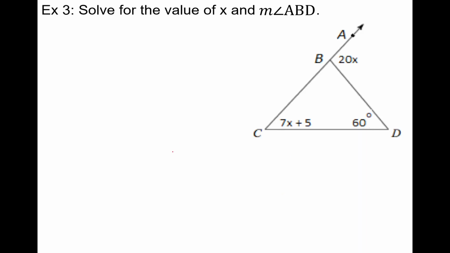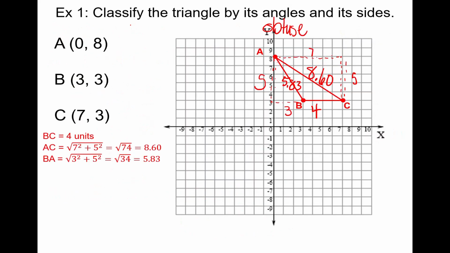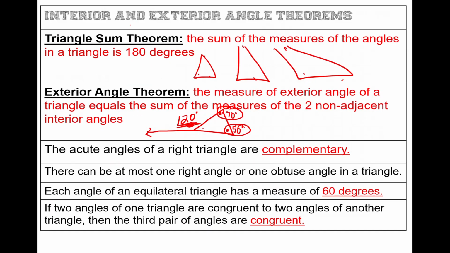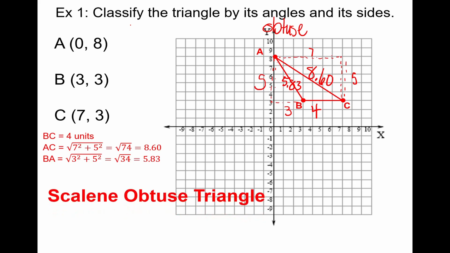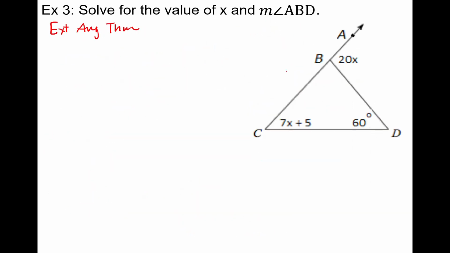All right, example number 3. This is the exterior angle theorem, which read that, let's go back. Exterior angle theorem said the measure of the exterior angle of a triangle equals the sum of the measures of the two non-adjacent interior angles. Okay. This exterior angle, the angle existing on the outside, will be equal to the sum, which means we know we have to add stuff together, of the two non-adjacent interior angles.